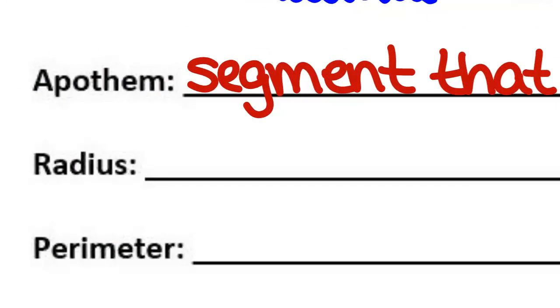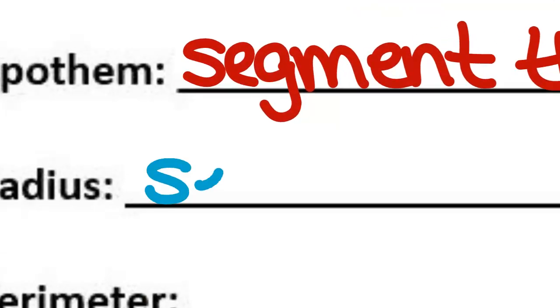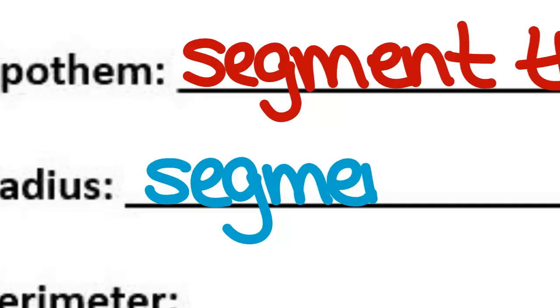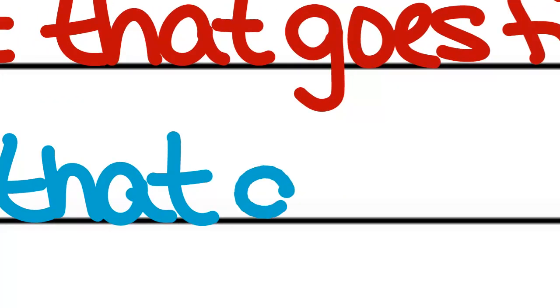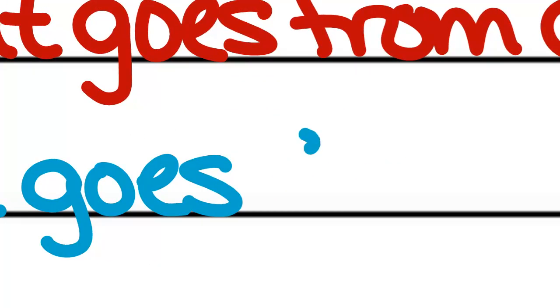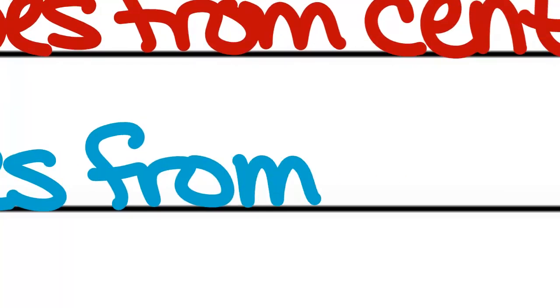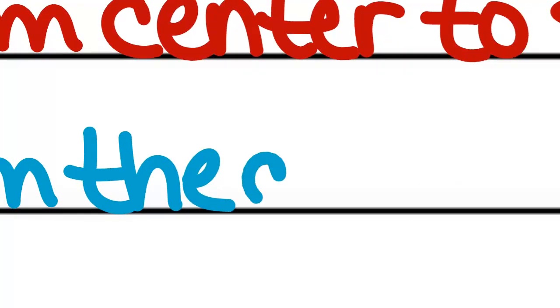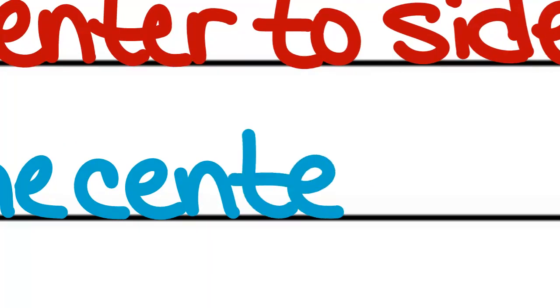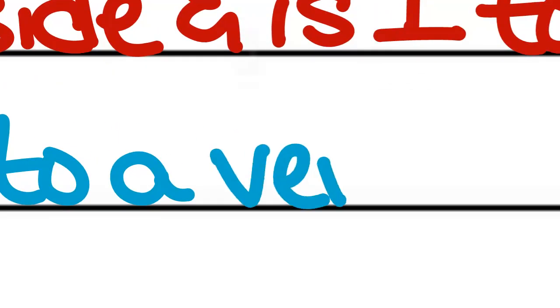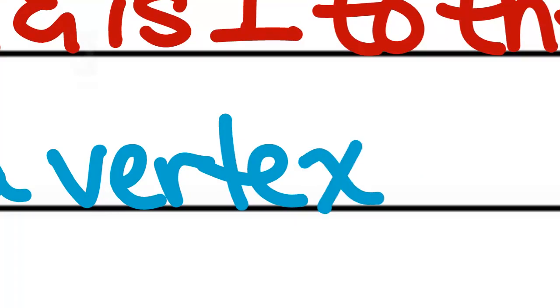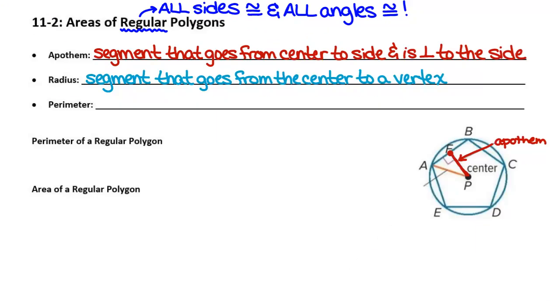Then we have radius. Seems a little bit weird to talk about radii if we're talking about polygons, but when you look at this picture, it makes a little bit more sense. A radius is a segment that goes from the center to a vertex. A radius goes from the center to the edge of the circle.